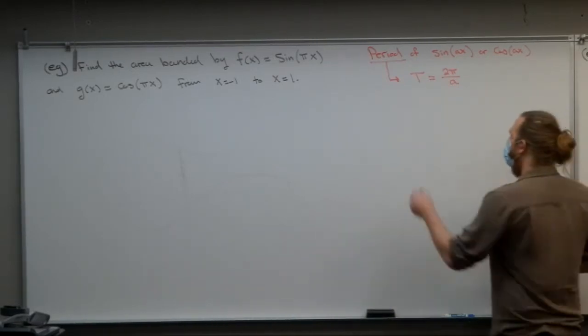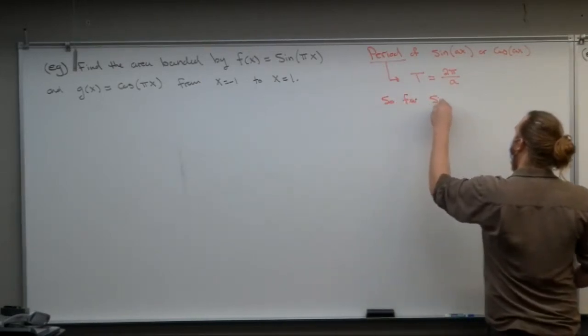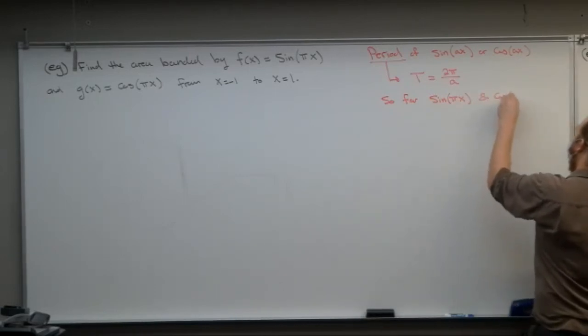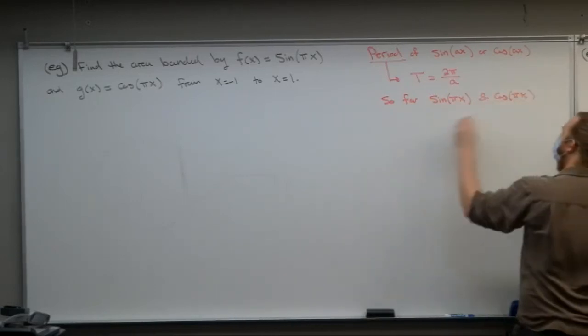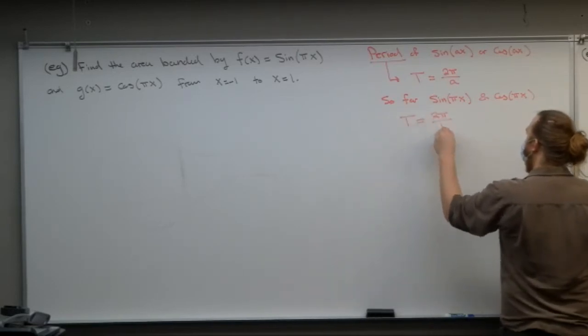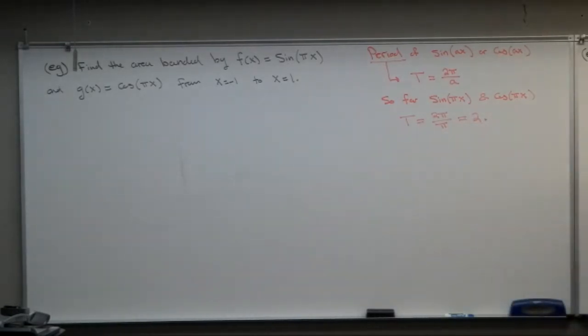So here, sine pi x and cos pi x, the period T is 2 pi over pi, which is 2. So kind of multiplying the trig functions on the inside by pi does this nice thing where it makes all the interesting points, mins, maxes, and x-intercepts, integers, or rational numbers at least.